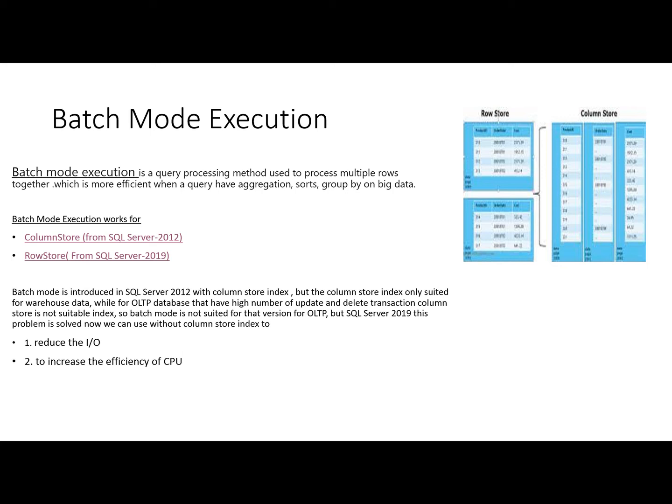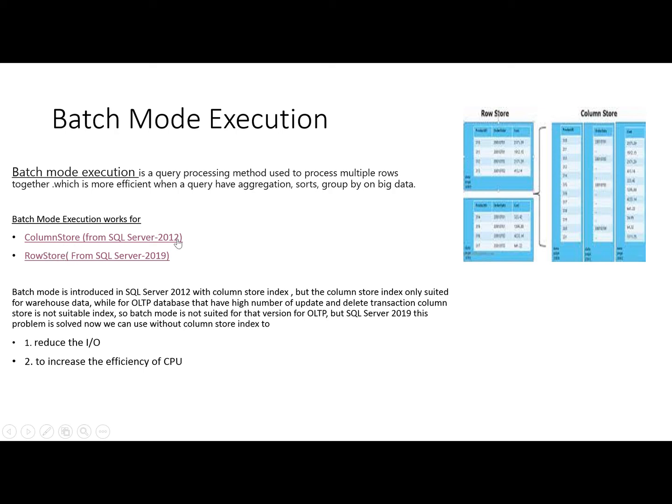So multiple rows will make a batch, and then this batch will be processed at a time, not row by row. This method is more efficient than the row mode execution for queries which have aggregations, sorts, or group by on a large amount of data. For those kinds of queries, the batch mode execution will be more efficient. And batch mode execution works for column stores and row stores.